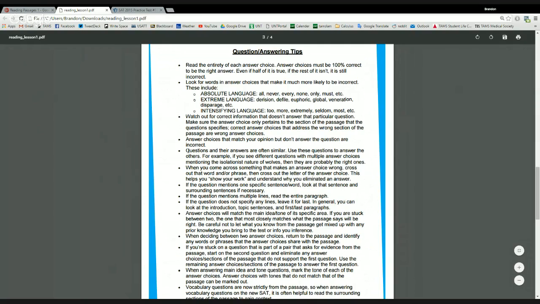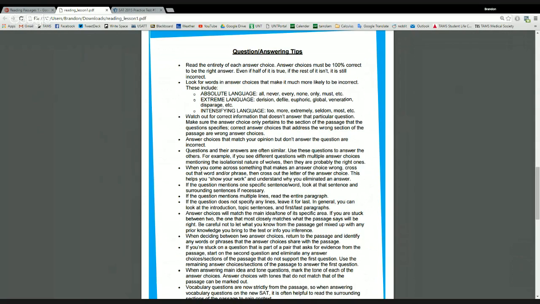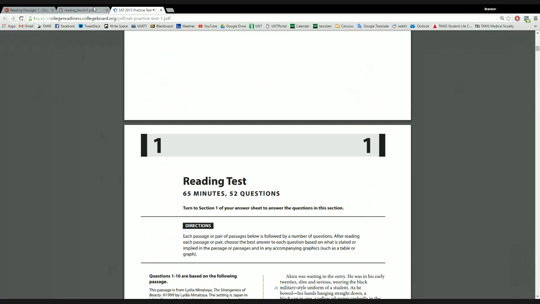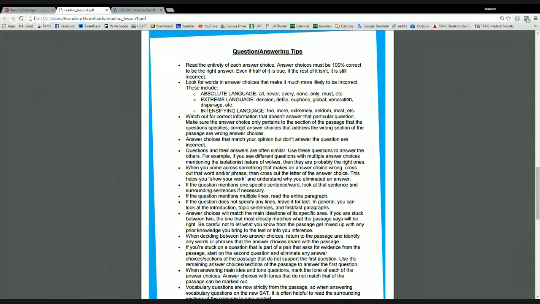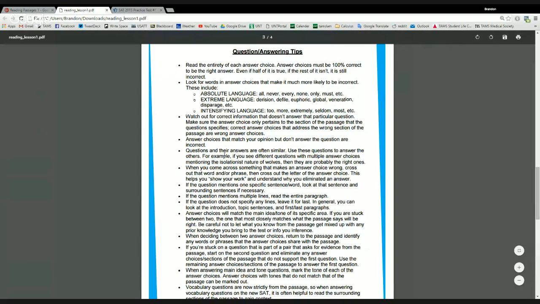Okay, questions and their answers are often similar. Use these to answer the others. For example, if you see different questions or multiple answer choices mentioning the isolationist nature of wolves, then that's probably the right one. You can usually use other answer choices to answer, as I just said. If there are two similar answer choices, then they're probably incorrect because the SAT doesn't usually like to have two similar answer choices that can be ambiguous. So they always have a clear answer, and you can usually see it based on text evidence.